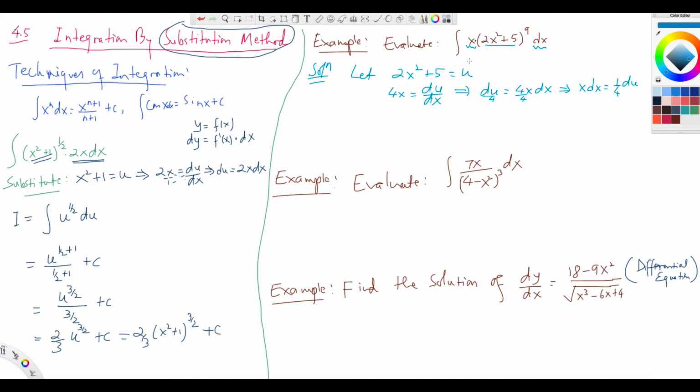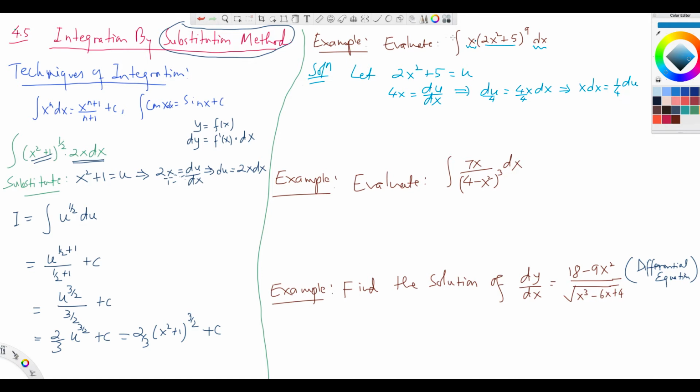You understand that? When you find the derivative, we got exactly what we needed: 2x dx is du. But here we needed x times dx, and when you find the derivative you get 4x dx is du. So you need to find the value of x dx because that's what we need here. So x dx equals 1/4 du.